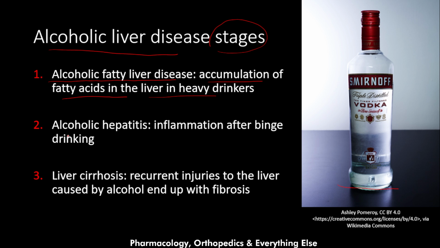And then comes alcoholic hepatitis, which is our topic of this video. So there would be inflammation of the liver after binge drinking of alcohol. And with time, those two conditions, alcoholic fatty liver disease and alcoholic hepatitis, would lead to fibrosis of the liver and liver cirrhosis. Because of recurrent injuries to the liver caused by alcohol, we end up with fibrosis, which is liver cirrhosis. And in this video, we will discuss alcoholic hepatitis.